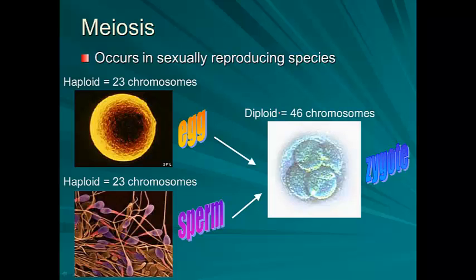So as you might guess, it's very important that meiosis happen in an appropriate manner, that the chromosomes will duplicate and the cells will separate in a very orchestrated manner.